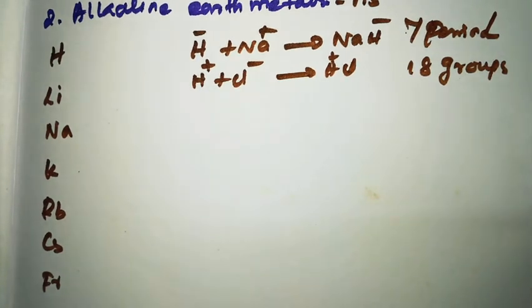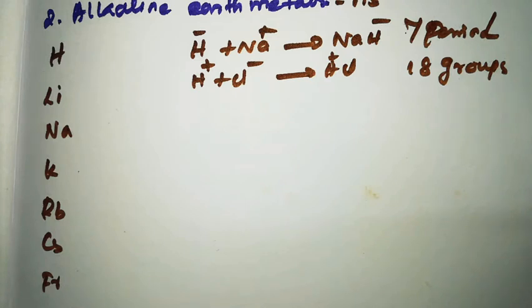These elements are monovalent elements, and they are electropositive in nature. So how do we say they are monovalent? Because these elements can lose one electron from the valence shell.